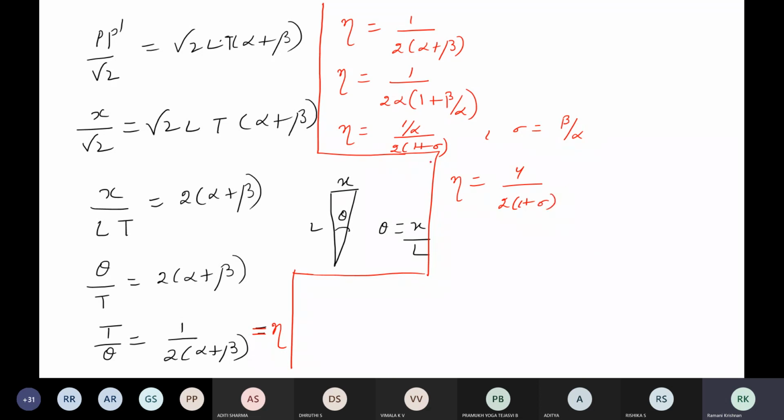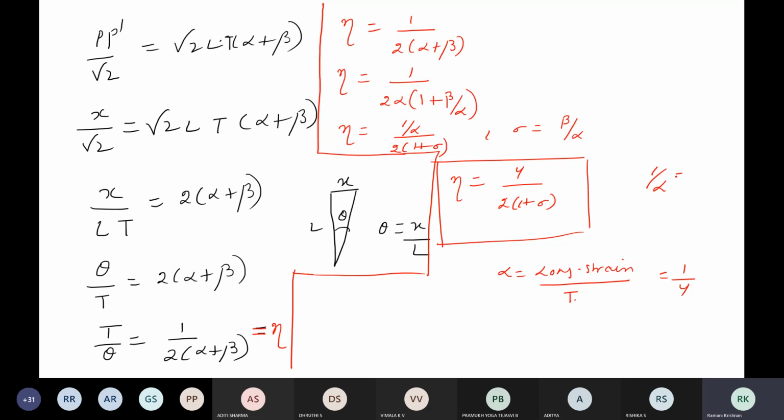This is the relation. How did Y come? You know, no? I derived it before also. What is alpha equal to? Alpha was longitudinal strain per unit stress, or tension. So this is equal to 1 by Y, because for us, Y is stress by longitudinal strain. So we know that 1 by alpha is equal to Y, and so we get this.